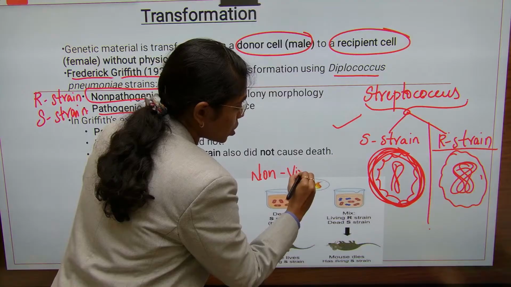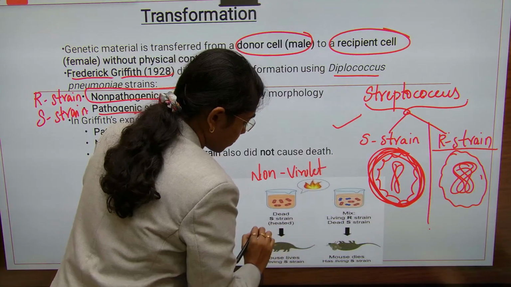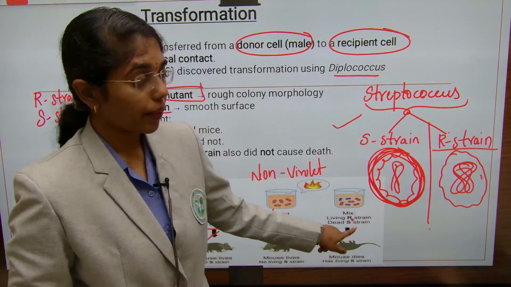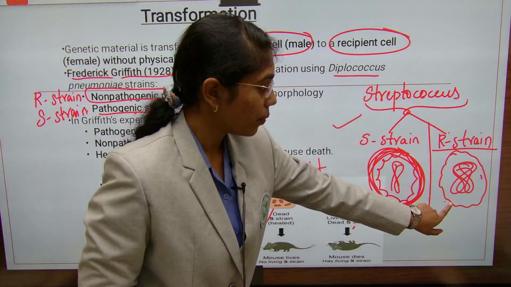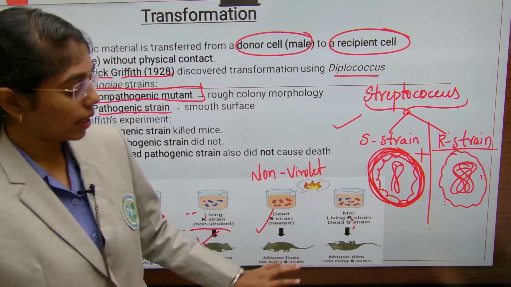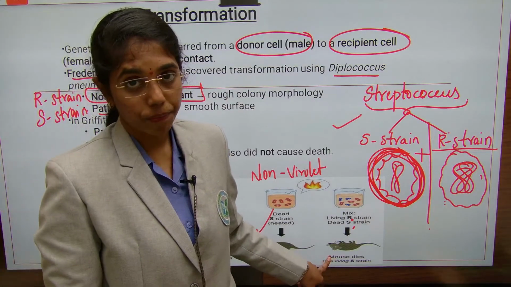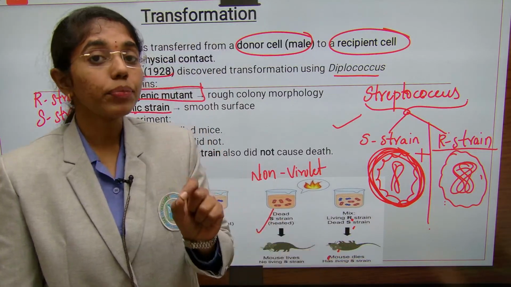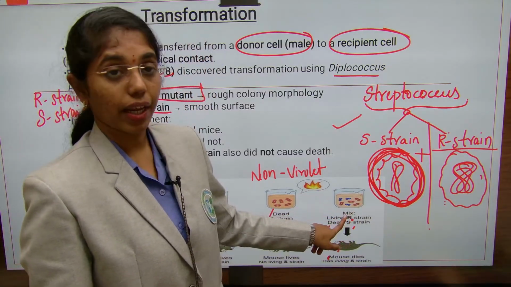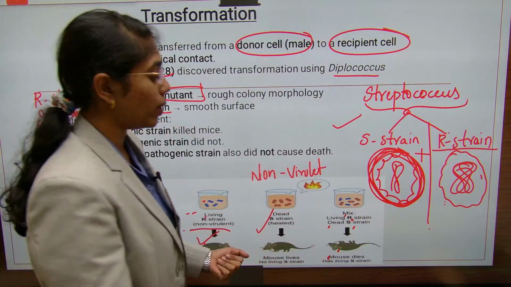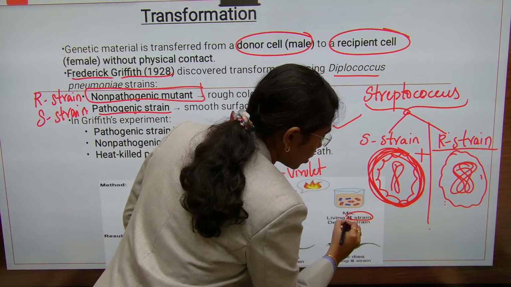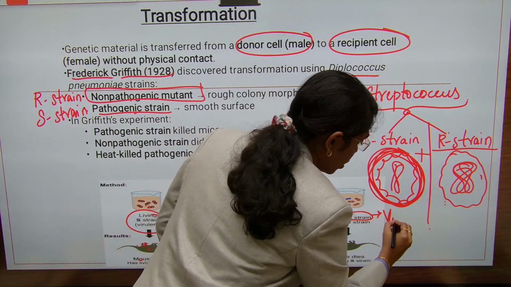Non-virulent, and when this is injected into the mice, the mice are alive. Fine, right? Living R strain and dead S strain. Okay, when living R strain is combined with dead S strain, that is heat-killed S strain, the mice die again. This says that there is something being transferred from S strain to R strain, which is making the R strain virulent.